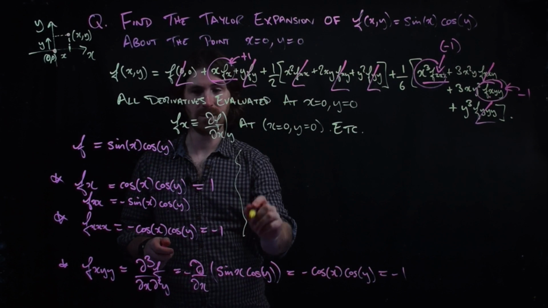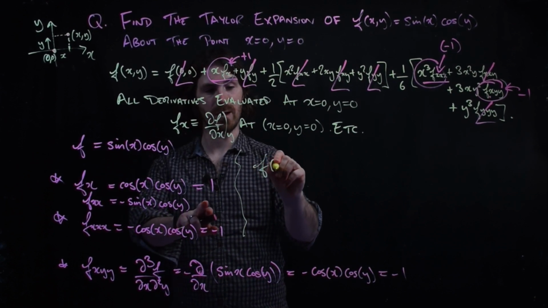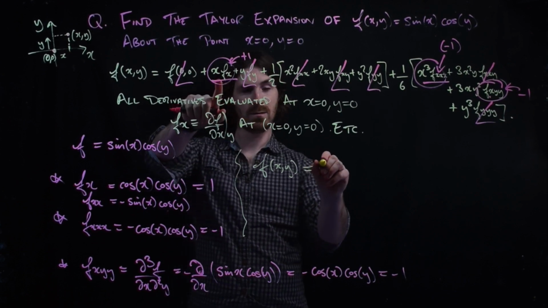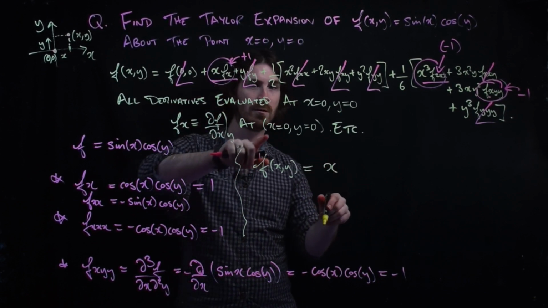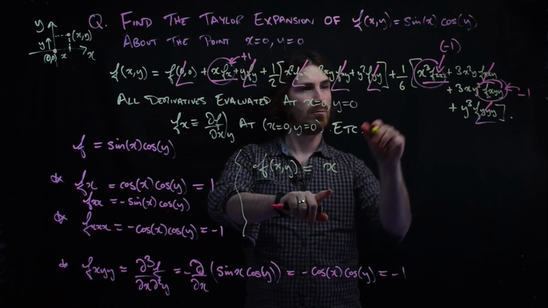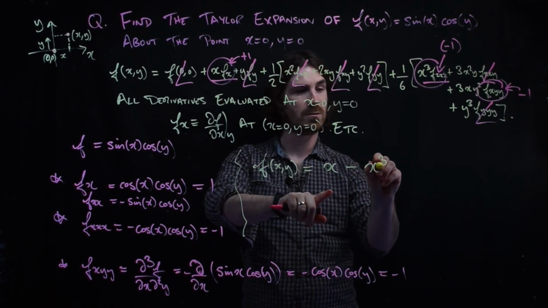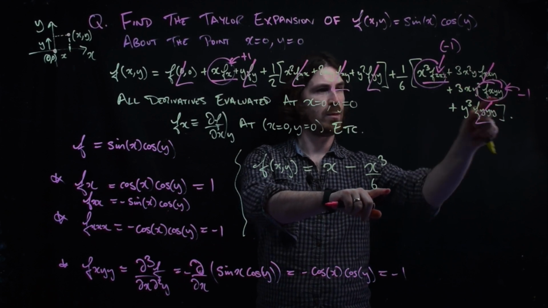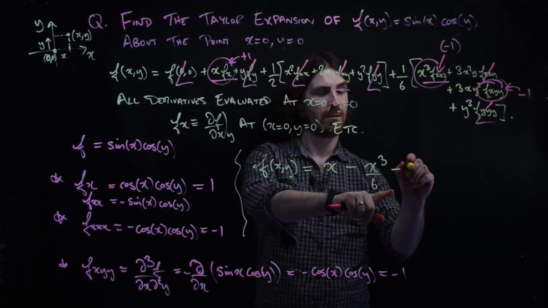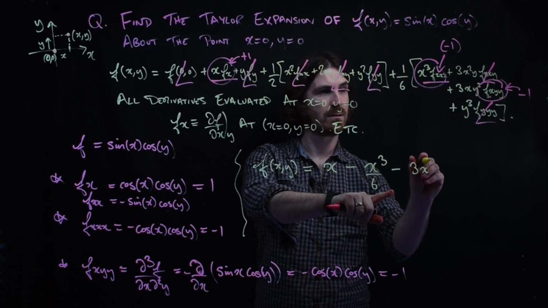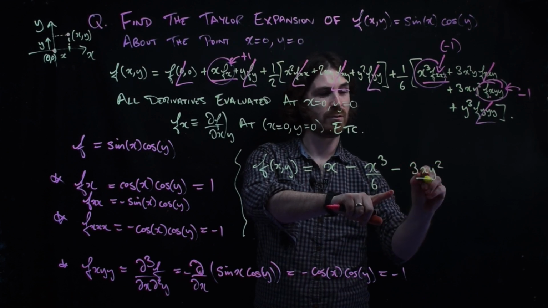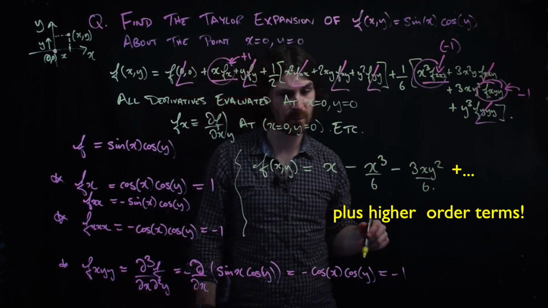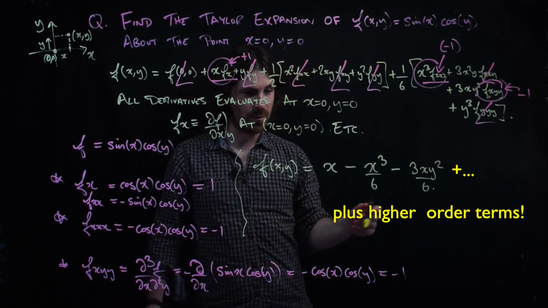Okay, so what we find is that our function f of x, y equals x times 1, minus x cubed over 6, minus 3x y squared over 6. Okay, is that what we expect?